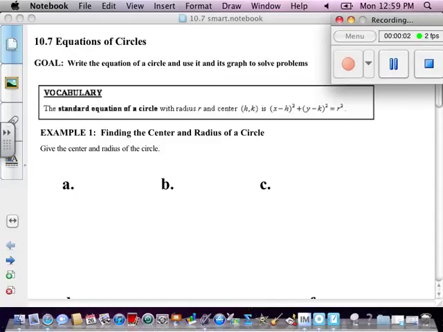10.7, which is equations of a circle. We're going to write the equations of a circle and use it to graph and solve the problem. I know it says graph, but it's really not that hard. But of course, you need to have your eyes open or I'm going to keep calling you out.